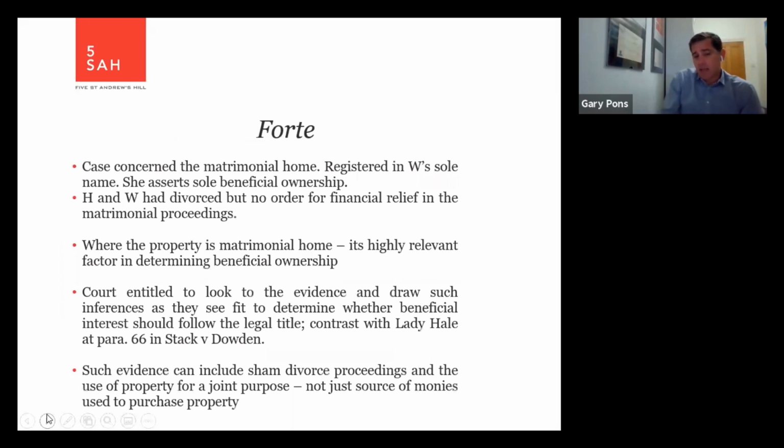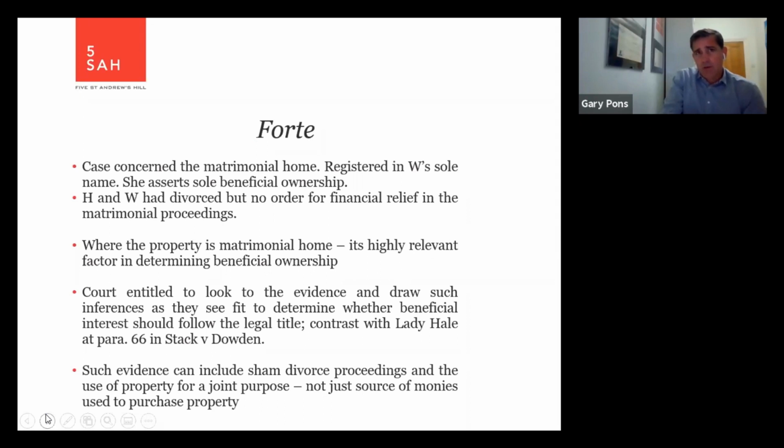Dealing with the particular circumstances of Fort was a case that concerned the matrimonial home. In that particular case, it was registered in the wife's sole name, and unsurprisingly, she asserted that she was the sole beneficial owner. The husband and the wife had divorced, but there was no order for financial relief in the matrimonial proceedings. The Court of Appeal, when dealing with the case, said that where the property was the matrimonial home, that fact in and of itself is a highly relevant factor in determining beneficial ownership. If you like, a lean towards the fact that it's the matrimonial home will tend to suggest that beneficial ownership will be joint.